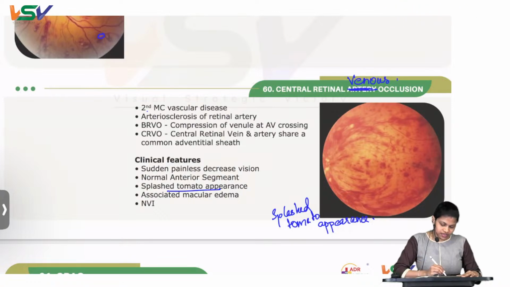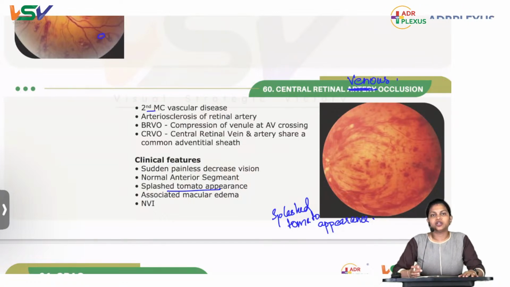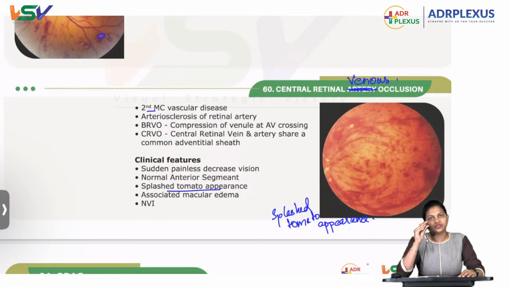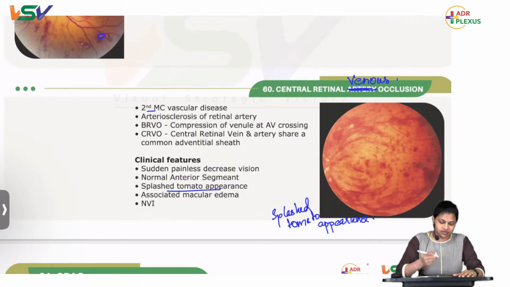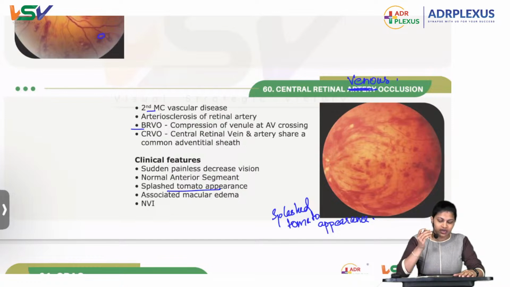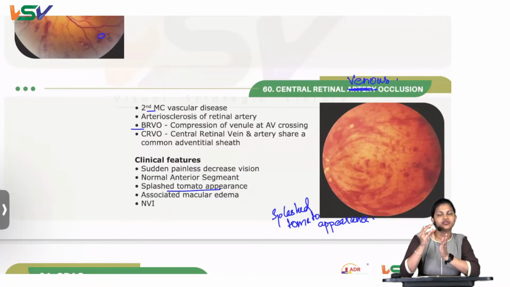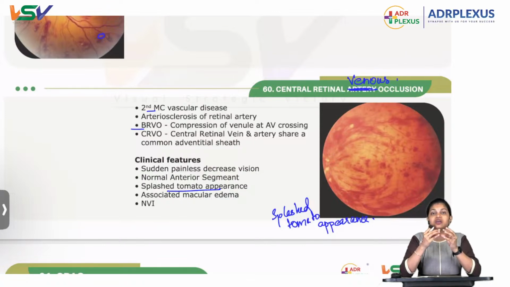This is the second most common vascular disease. Now, this occurs due to arteriosclerosis of the retinal artery. So, how can a retinal artery arteriosclerosis cause a venous occlusion? Because in branch vein, you know already the AV crossing is there. So, there the arteriosclerosis of the artery will compress the vein. That compression of the vein at the AV crossing will cause the branch retinal vein occlusion, which is the BRVO. And the central retinal vein and artery have a common adventitial sheath. So in that also the thickening arteriosclerosis of the retinal artery will cause retinal vein occlusion, which is the central retinal vein occlusion.